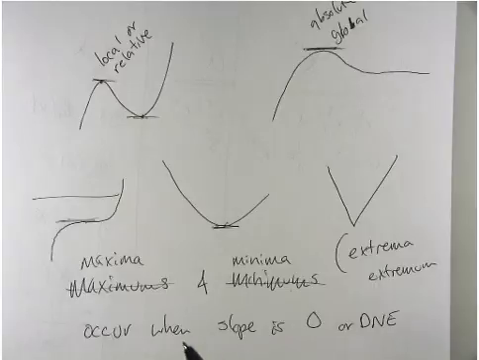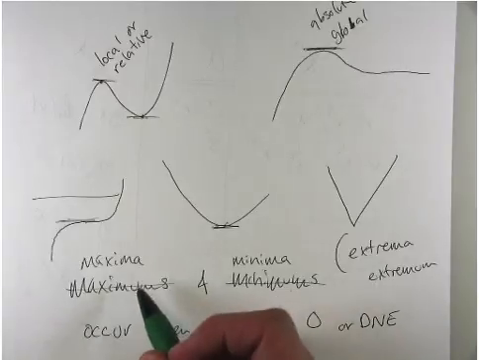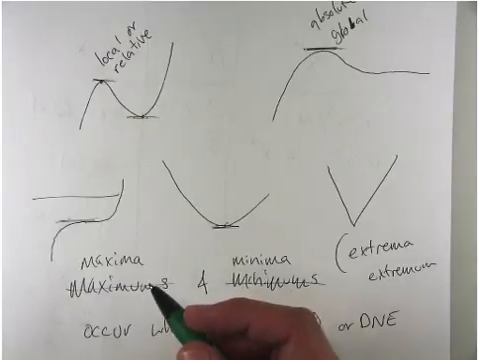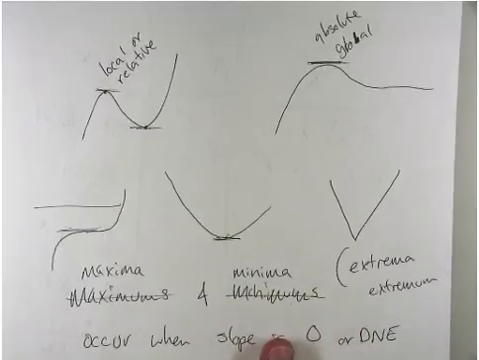But if you have an extremum, then the slope is 0 or it doesn't exist. Okay? Not all pets are dogs, but all dogs are pets. That kind of thing. Okay? Well, not all rectangles are squares, but all squares are rectangles. There you go. Okay? That kind of thing.